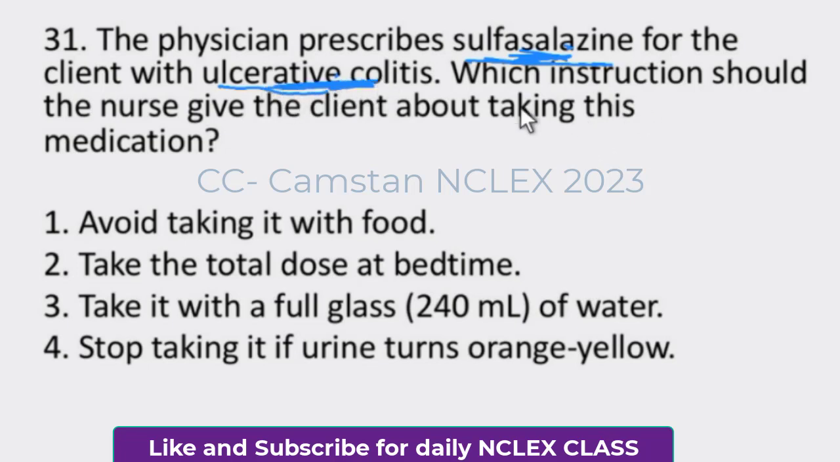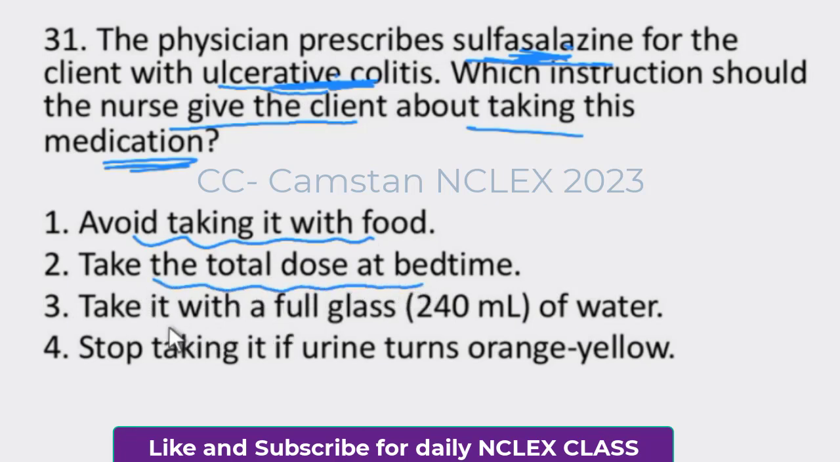So what they are asking is what instruction should the nurse give the client about taking this medication, right? Let's go through the options first. Avoid taking it with food. Take the total dose at bedtime. Take it with a full glass of water. Stop taking it if urine turns orange yellow, right?